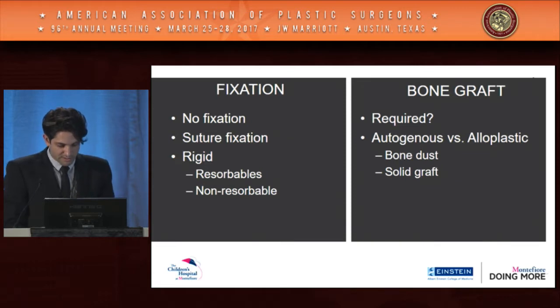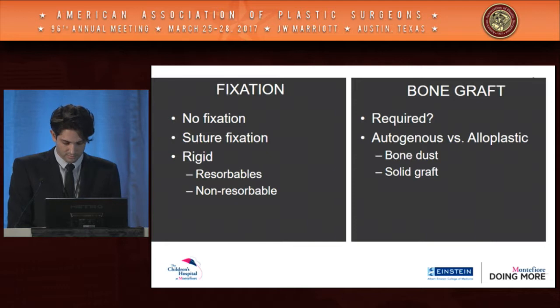The open approach is also highly variable, and methods of fixation have ranged from either no fixation to suture fixation and rigid fixation with resorbable or non-resorbable plates and screws. Along the same lines, addressing the calvarial defect itself has ranged from either using autogenous materials versus alloplastic materials, and in doing so, either bone particulate can be used, which is more malleable, versus solid grafts, which can either be full thickness or split.